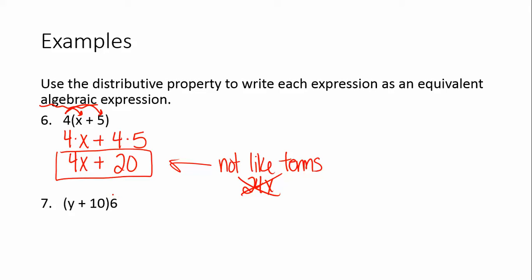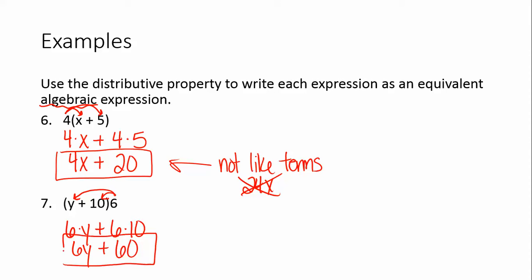Example 7, we're going to distribute the 6 through the parentheses, so it's 6 times y plus 6 times 10. 6 times y is 6y. 6 times 10 is 60, and again we cannot combine these terms because the 60 doesn't have a y attached to it. This is your final answer. This is the simplified algebraic expression.